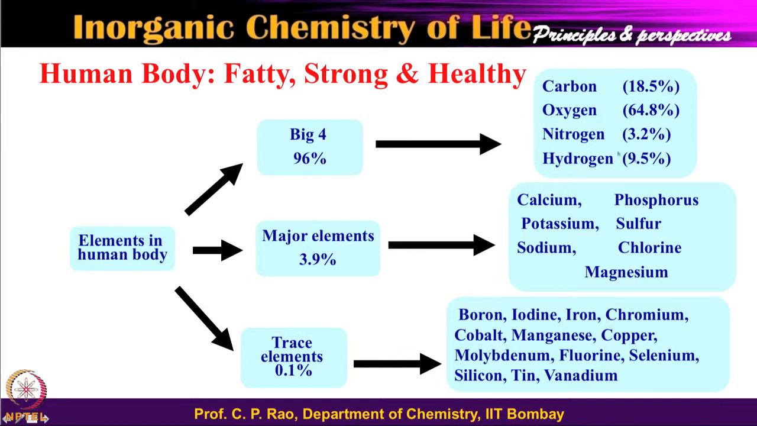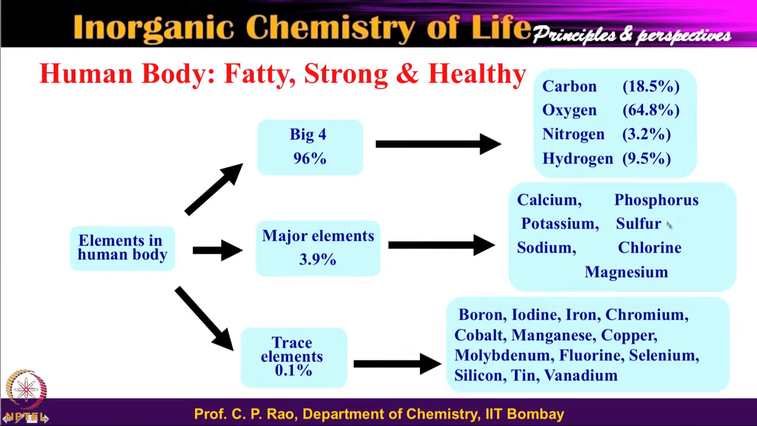If you take carbon, hydrogen, oxygen, and nitrogen together, this is called the big 4, and it constitutes something like 96% of the weight of a body. This is what we refer to as the fatty. Then you see some major elements like calcium, sodium, potassium, magnesium, and a few other things like phosphorus, chloride, sulfur, which lead to the anions and the cations. The cationic and anionic ones together are around 3.9%. So, 96 plus 3.9 is 99.9.